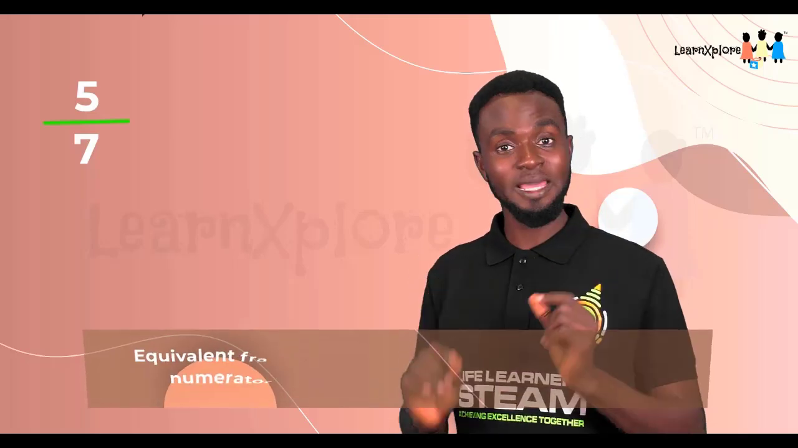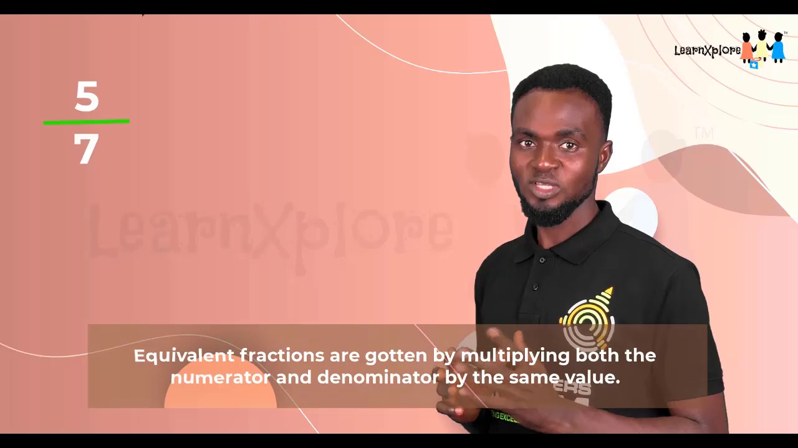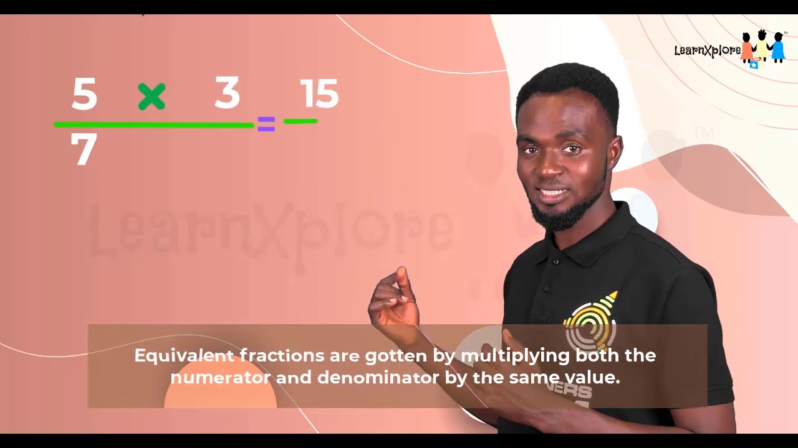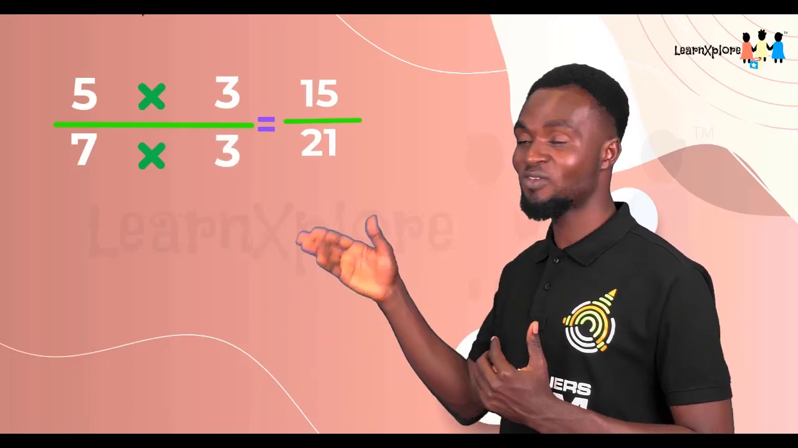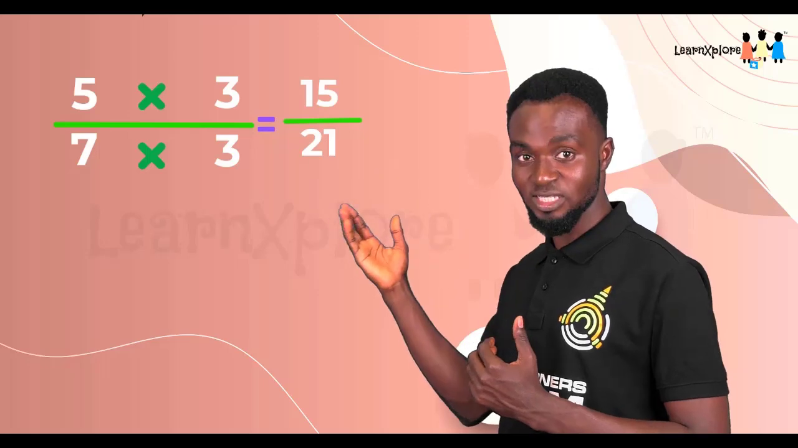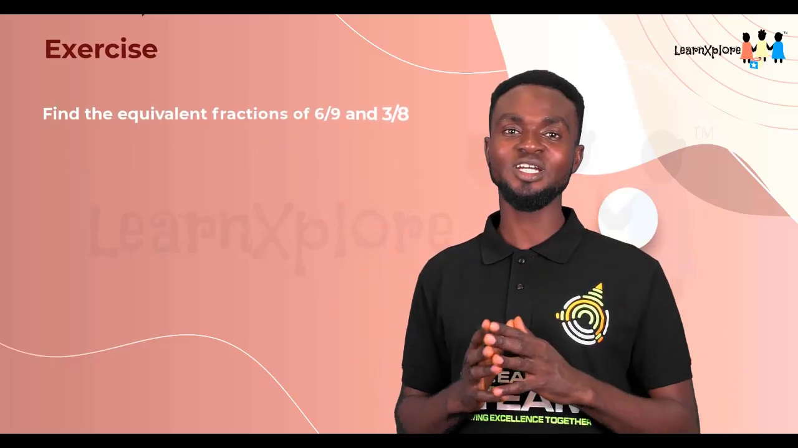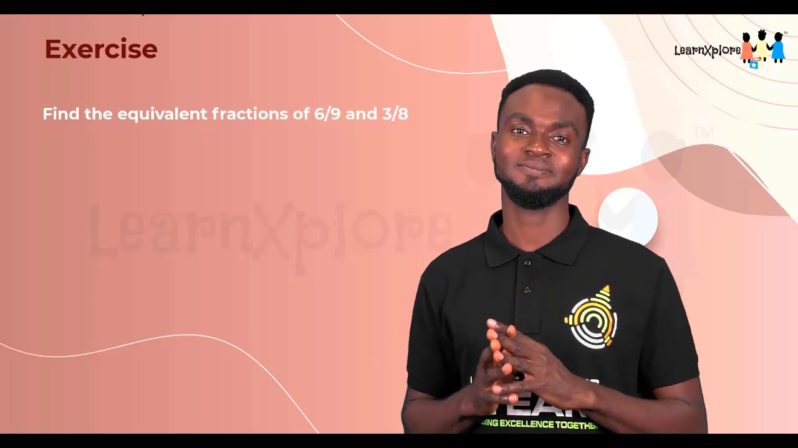What about 5/7? Like I said, equivalent fractions are gotten by multiplying both the numerator and the denominator by the same value. So let us use 3. 5 times 3 will give us 15, and 7 times 3 will give us 21. Therefore, 5/7 is the same as 15/21. I want you to help me find the equivalent fractions of 6/9 and 3/8.